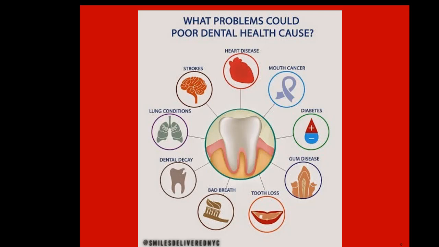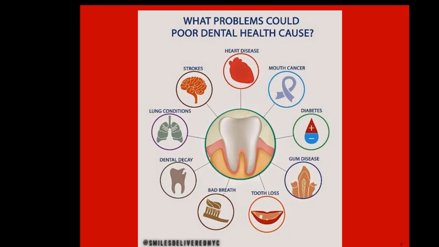So what problems could poor dental health cause? Like we just stated, heart disease is a big factor associated with periodontal disease. If we have uncontrolled periodontitis, the bacteria could enter our bloodstream and affect the lining of our arteries, which is going to impact our heart.